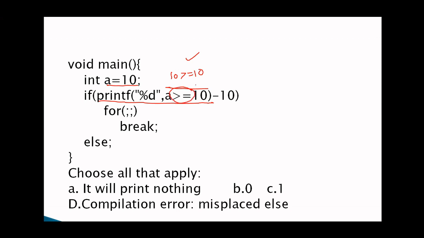If the condition is true, the relational operator returns 1. So printf percentage d comma 1. What value does it print? Simply this entire thing is replaced with 1. So it prints a value 1 on the screen. Printf percentage d, 1 means it prints a value 1 on the screen.